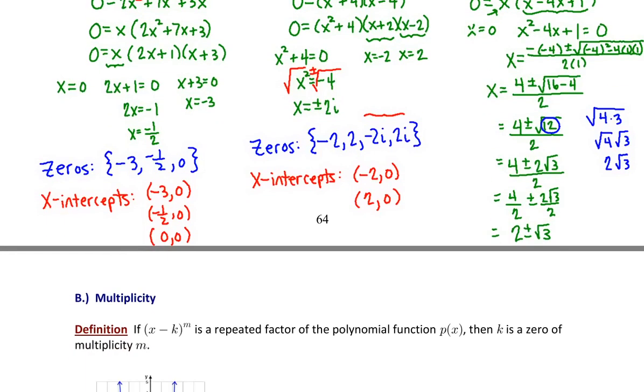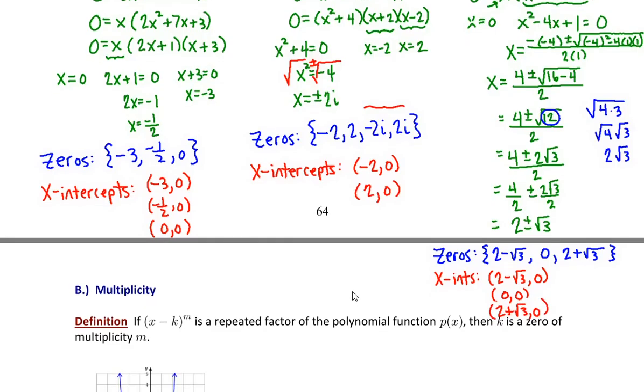So making our list formal, we have 3 zeros in order from smallest to largest. That's 2 minus the square root of 3. Don't forget we got x equals 0 from our other factor, and 2 plus the square root of 3. All of those are real numbers, so this polynomial would have 3 x-intercepts. That would be (2 minus the square root of 3, 0), the origin (0, 0), and (2 plus the square root of 3, 0).